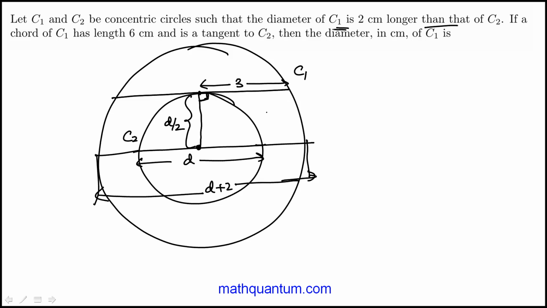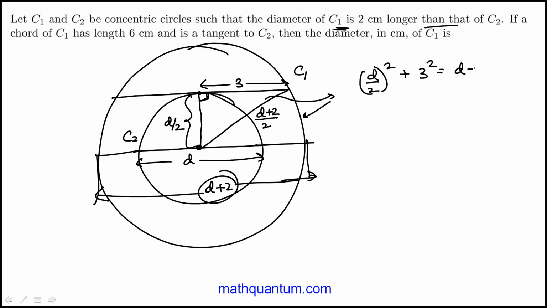And since we are meeting the chord here, halfway point, this is perpendicular here, this length would be half of this chord length, so 3. And you'll note if you connect this to the point on that circle, that would be the radius of the larger circle, and that would be half of D plus 2. So you'll note we have our right triangle here. We know the 3 sides. We can apply the Pythagorean theorem, and that would give us D.